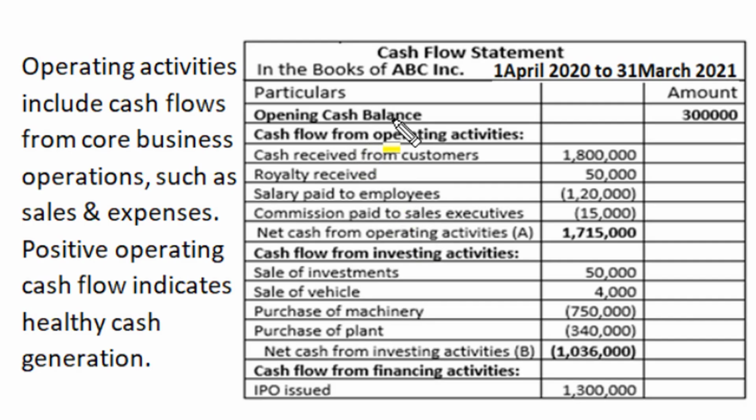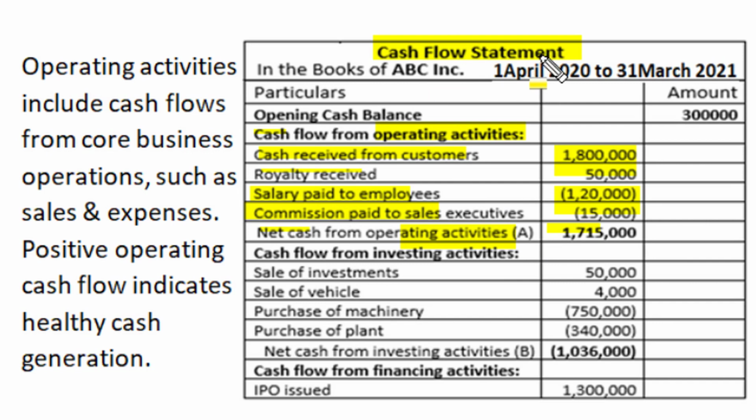The operating activities section of the cash flow statement indicates cash flow from core business operations such as sales, where we receive cash from customers or royalty from users, and it also indicates cash flow for all expenses such as salary paid to employees or commission paid to sales executives. If the net cash from those operating activities is positive, it indicates healthy cash generation, and if it comes out negative, that indicates a problematic cash generation condition.